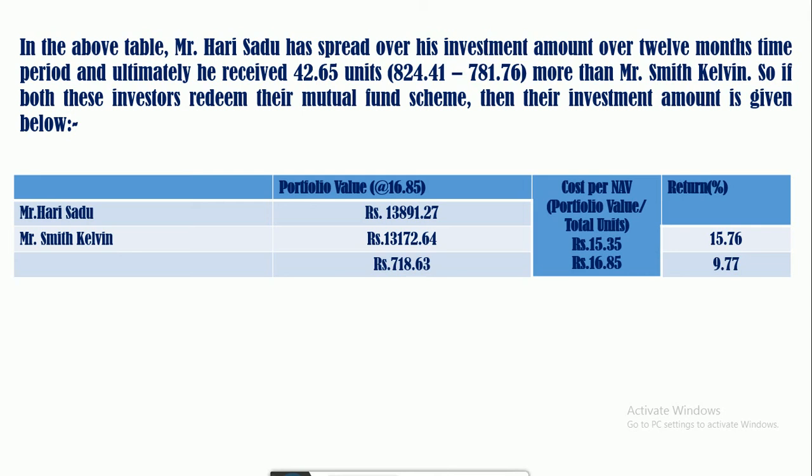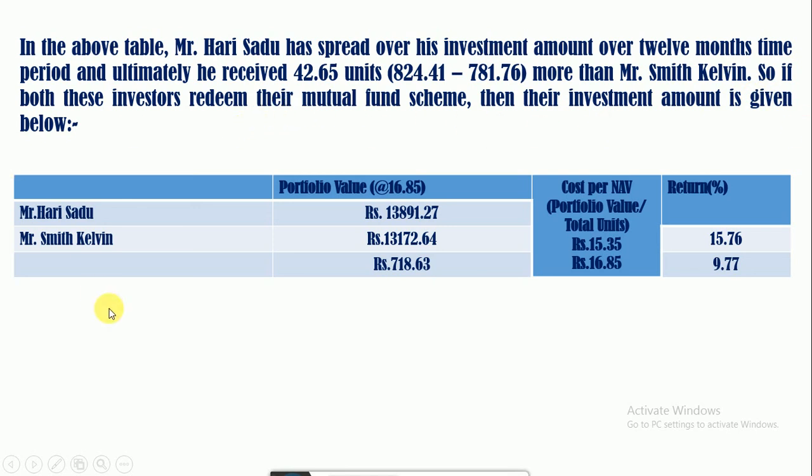From the example, you can see that Mr. Hari Sadhu has received 824.41 units, and Mr. Smith Calvin, with the same amount of investment, got 781.76 units. So Mr. Hari Sadhu has got 42.65 units more than Smith Calvin. If these investors redeem their mutual fund scheme, then their investment amount is given below.